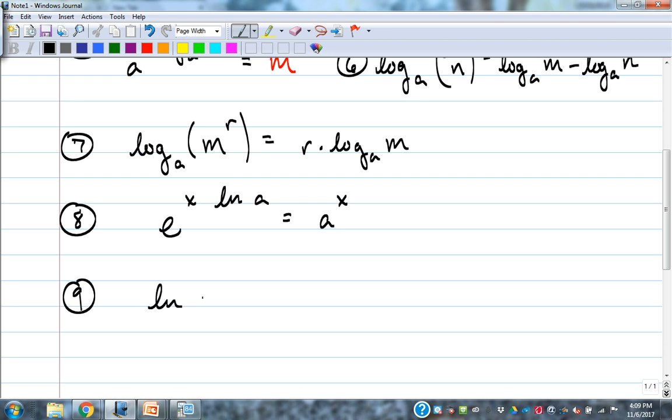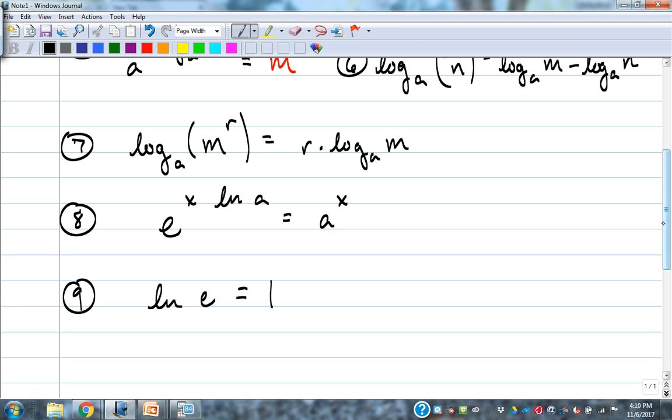Natural log of e. This one is kind of used. It's just a simplifying property that the natural log of e is 1. Remember, a natural log is log base e. They're the same thing. So that's canceling out. It really is the same property as number 2 was, except it's a natural log instead of log base something else.